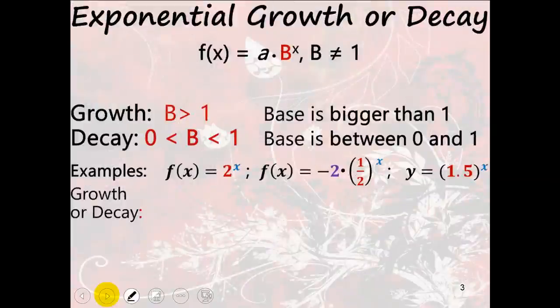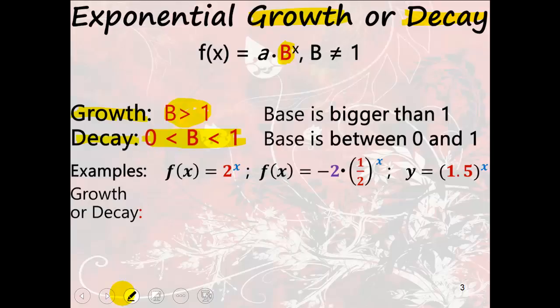All right, we can look at an exponential function and decide whether it is growth or decay, and it's all about the base b. Growth, decay, okay? It's all about the base. If the base is bigger than 1, you have growth. If the base is between 0 and 1, then you have decay. And remember that the base can never be negative. It has to be positive.